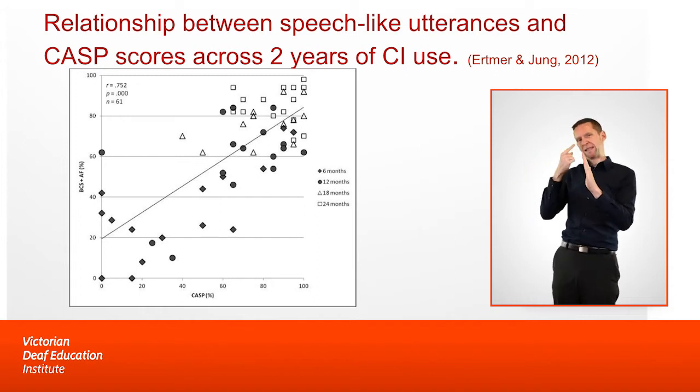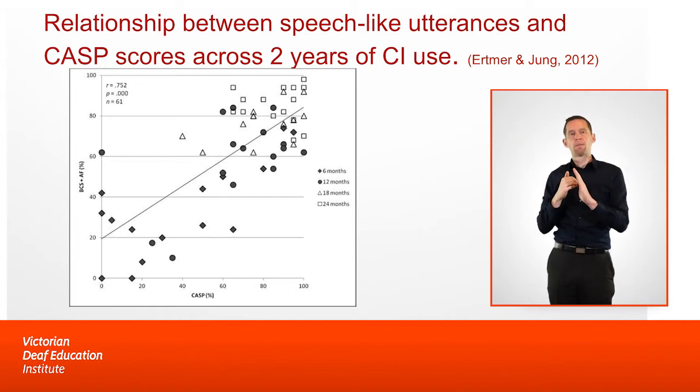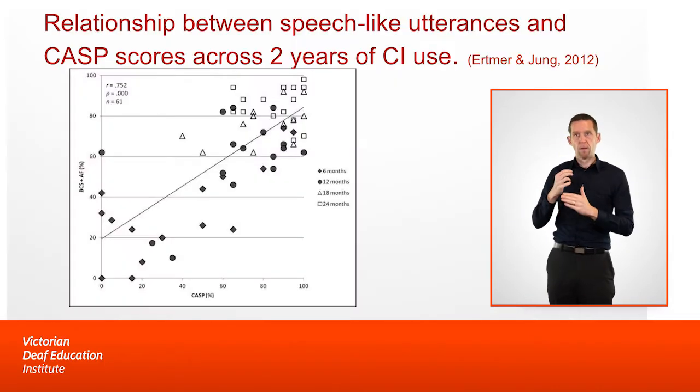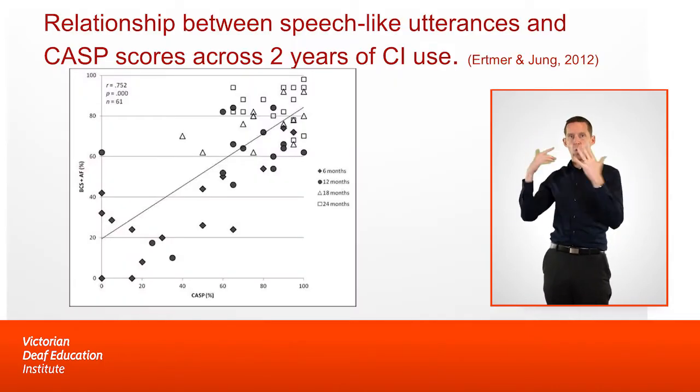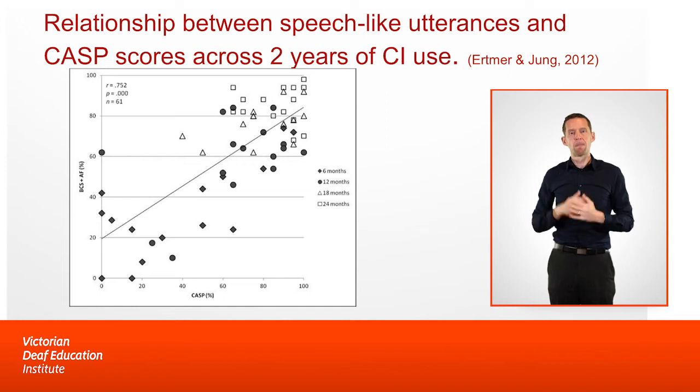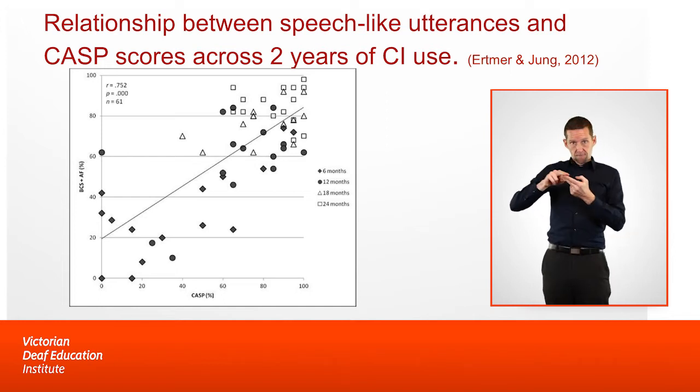And as you can see, we have a nice diagonal slope, which indicates that children's scores on the sampling and on the CASP increased with cochlear implant use. And as you can see up here in the corner, we have a very significant correlation. These 2 scores were significantly linked with each other. As CASP scores increased, so did sampling percentages of speech-like sounds.